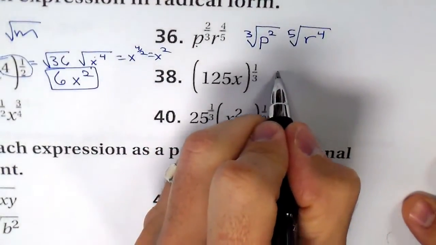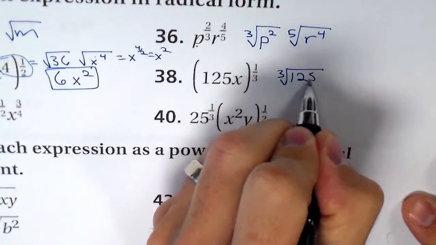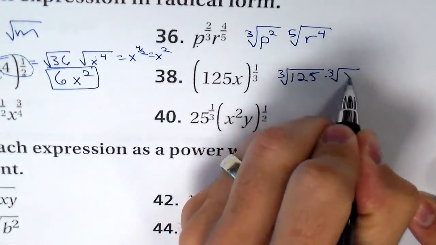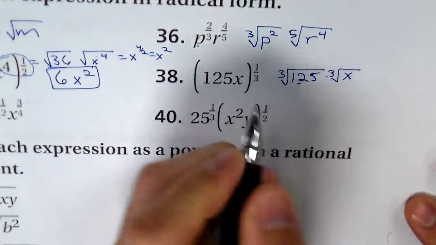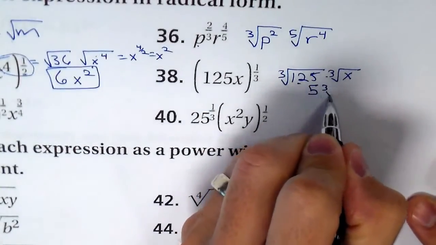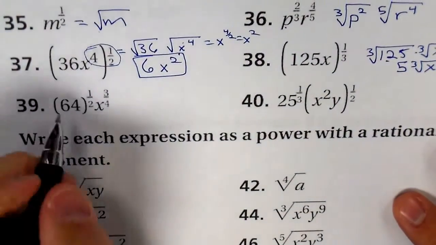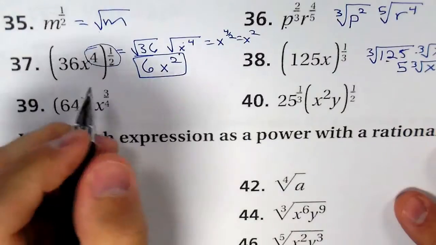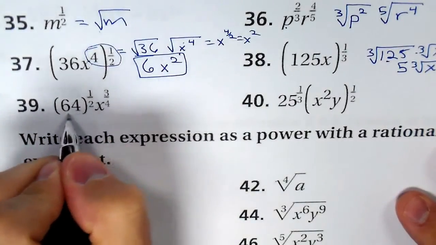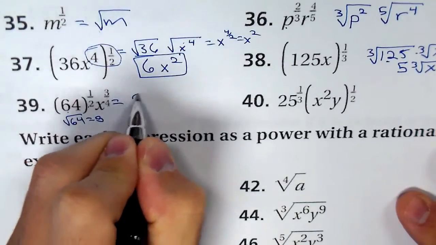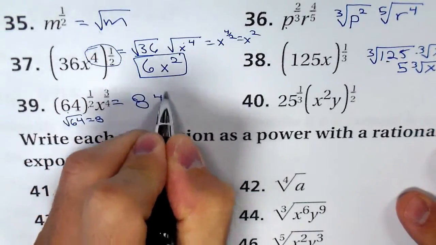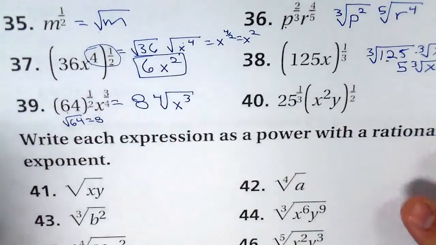38, I get the third root of 125 and the third root of x. The third root of 125 is 5, because 5 cubed is 125, so we'd write 5 cube root x. 64 to the 1/2 x to the 3/4. 64 to the 1/2, or the square root of 64, is 8. So we're going to do 8, and then the 4th root of x to the 3rd.